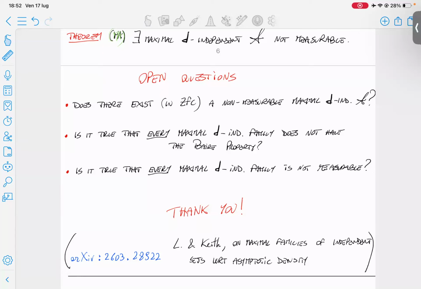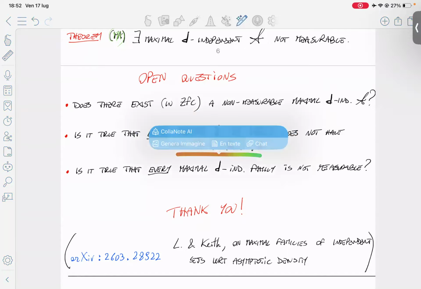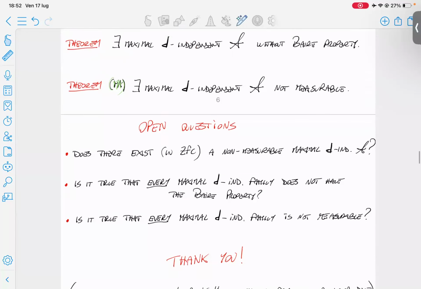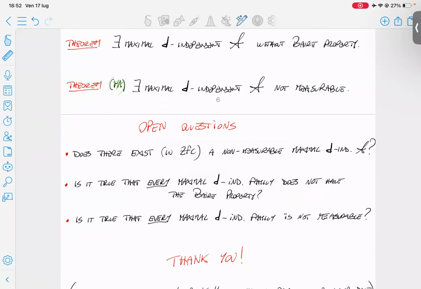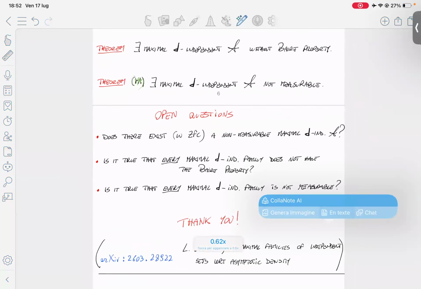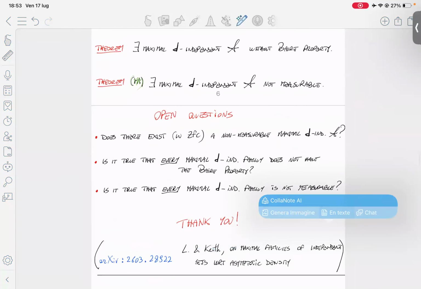And another open question: is it true that every possible, so all of them, maximal D-independent family does not have the Baire property? On the screen you can see the theorem and the open question. Is it true that every maximal D-independent family is not measurable? We don't know the answers to these questions, and if you want to give it a try, we will be happy. Thank you.